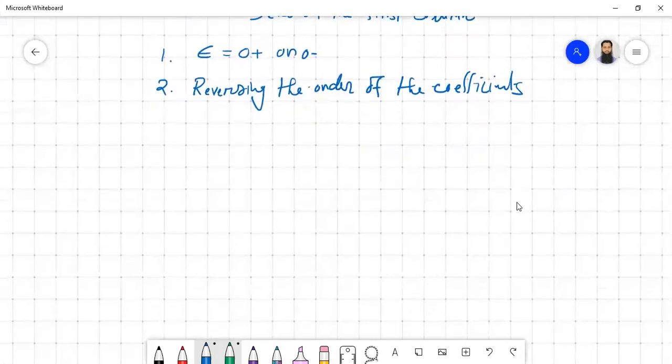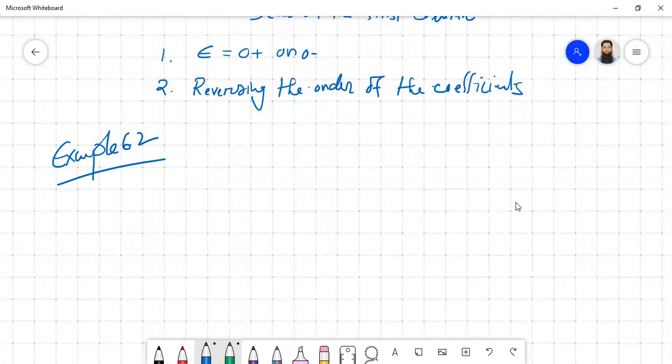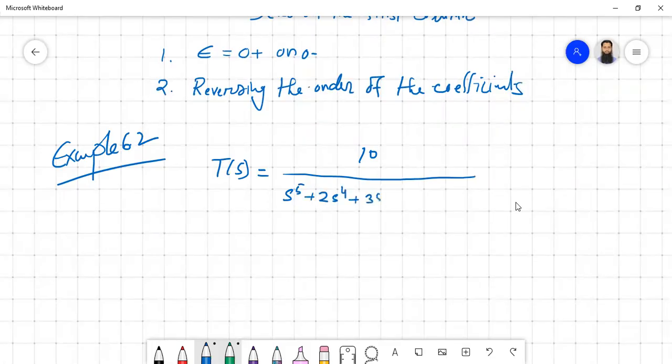In the example, the first method is discussed in example 6.1. So let us start with example 6.2. Here the closed loop transfer function is given: T of s equal to 10 divided by s to the power 5 plus 2 s to the power 4 plus 3 s cubed plus 6 s squared plus 5s plus 3.